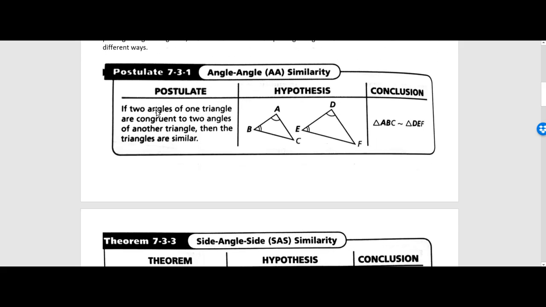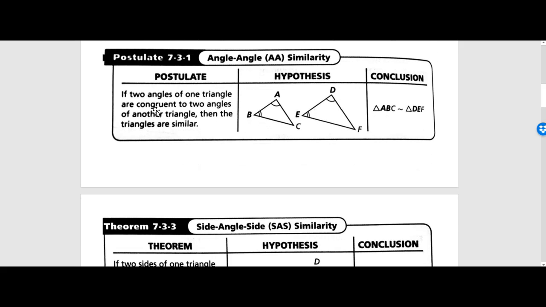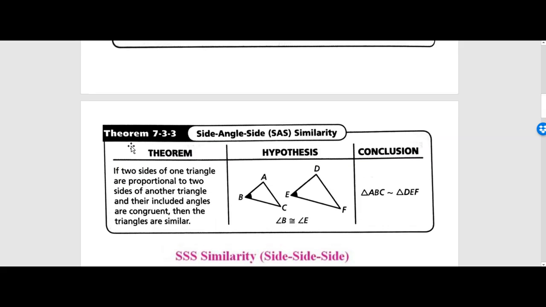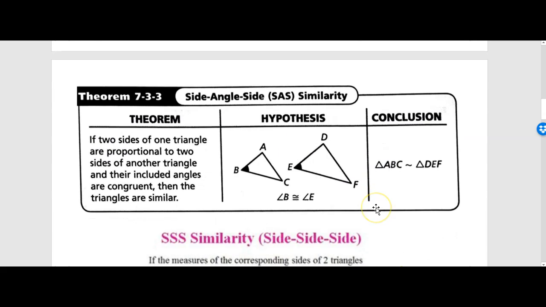The first one is just AA, angle-angle. This is definitely the easiest one. If 2 angles of one triangle are congruent to 2 angles of another triangle, then the triangles are similar. We don't need to say anything about the third set of angles, and we need to know nothing about the sides. So as long as 2 angles are congruent, we know that the triangles are similar. AA criteria.